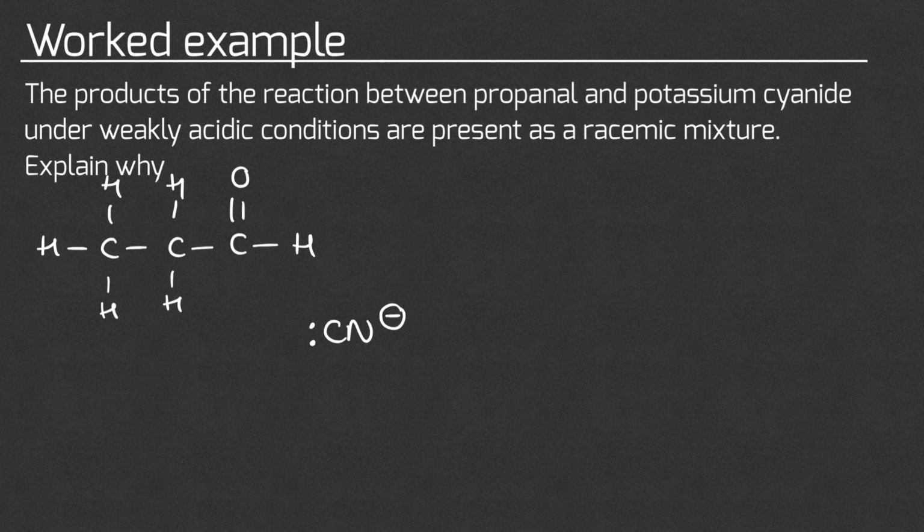We'll start off by drawing the mechanism so we can see what reaction will take place. So we've drawn propanal and our nucleophile, remembering its lone pair and negative charge. We'll complete the mechanism by drawing the first steps, so the arrows from the lone pair to the carbon and the C double bond O up to the oxygen.